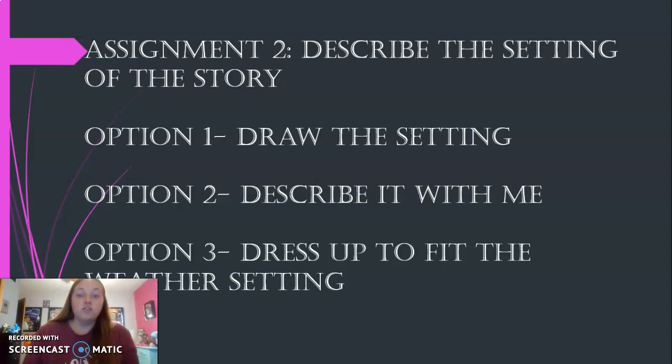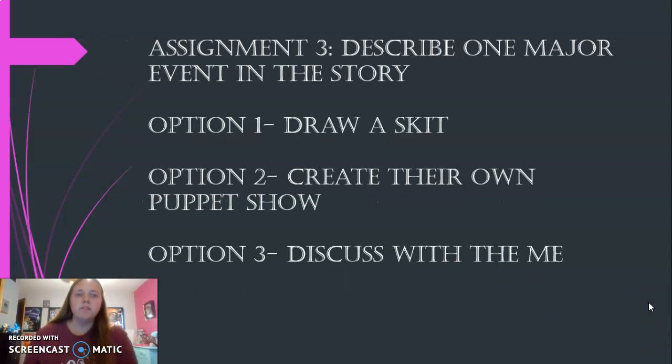Option 3 is kind of another fun thing to do with costumes. They could dress up to fit the weather and the setting. So they would have to really listen to the book and figure out if it's cold outside, if it's hot outside. Then they would have to base their costume off of that. And then they would go up to me, and I would also ask them questions about if they're inside, outside, or basically just other things to describe about the setting.